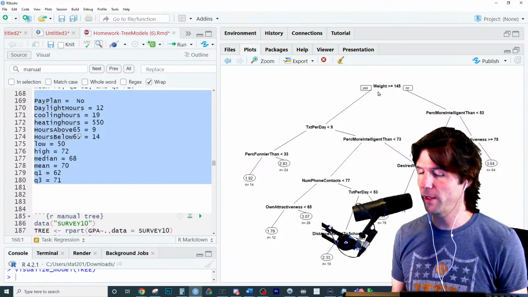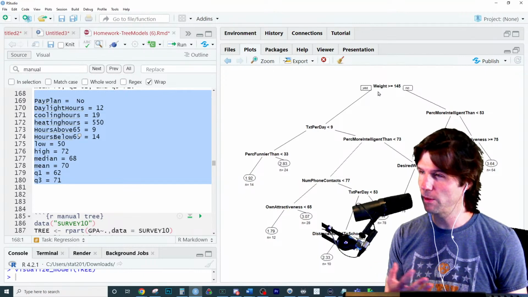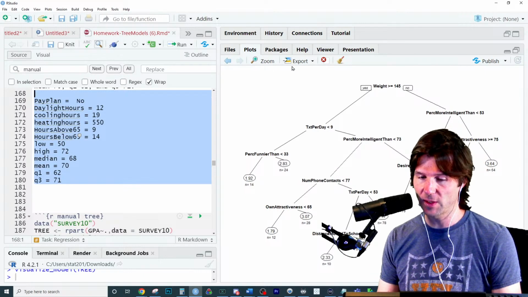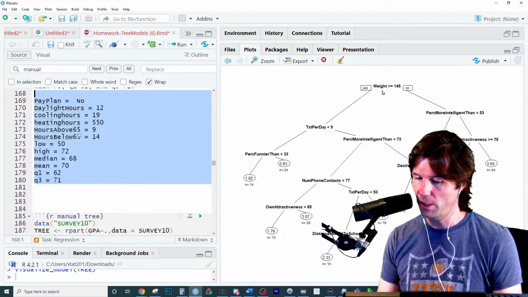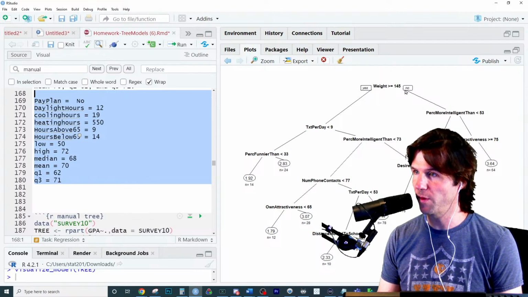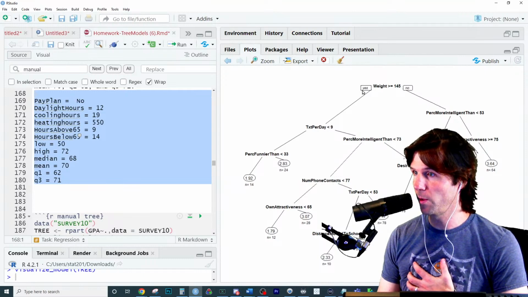And then be careful though, because it could be greater than or equal to. The way it says it, you just read it as a question. Like that right there says, is weight greater than or equal to 145? My weight is greater than or equal to 145.